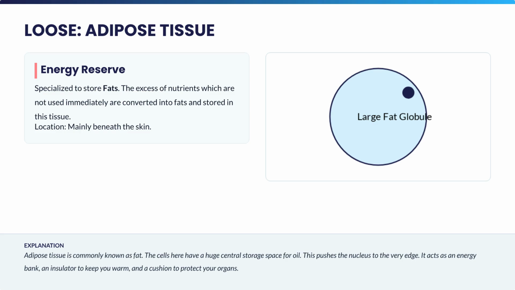Adipose tissue is specialized to store fats, acting as an energy reserve, insulator, and cushion. Excess nutrients are converted into fats and stored in large fat globules within the cells.